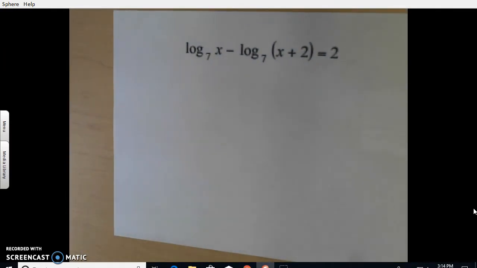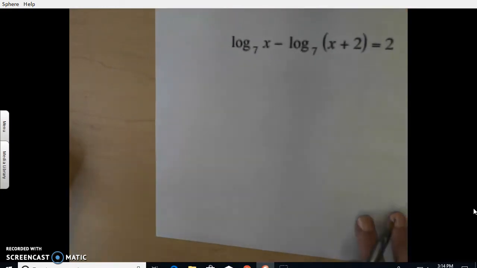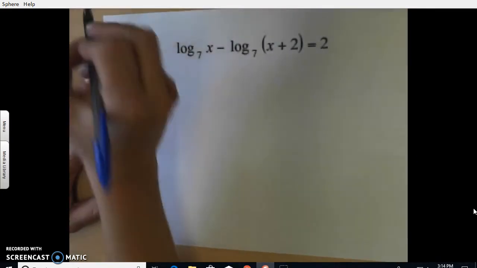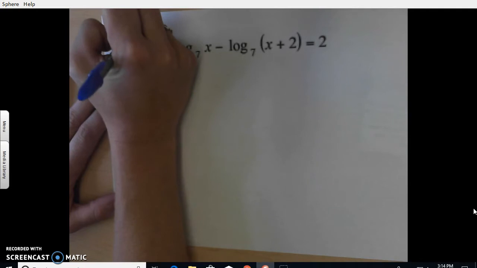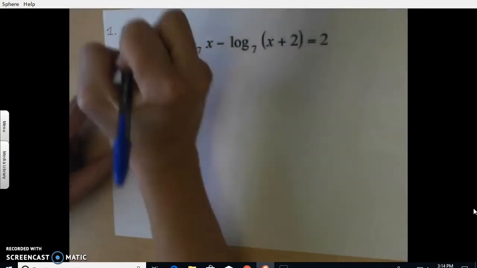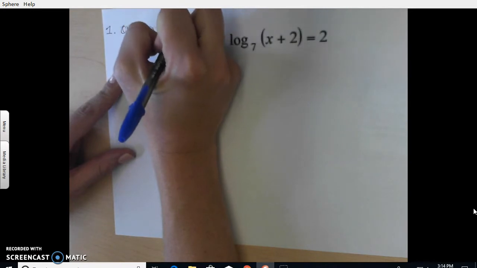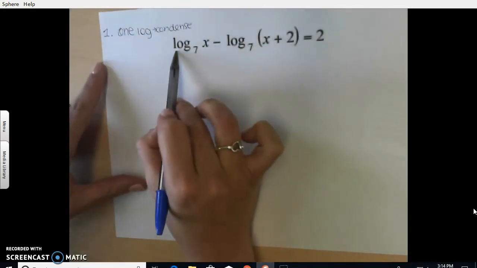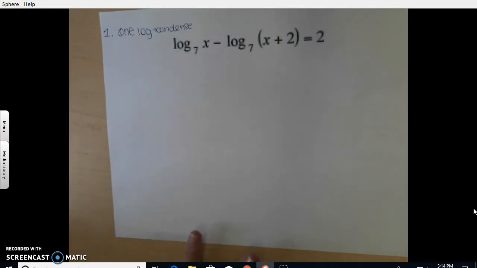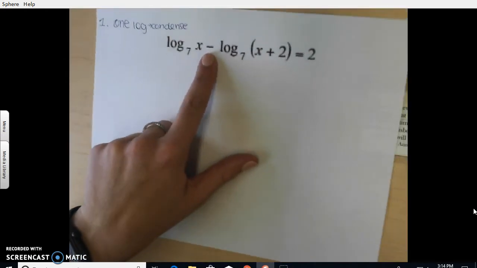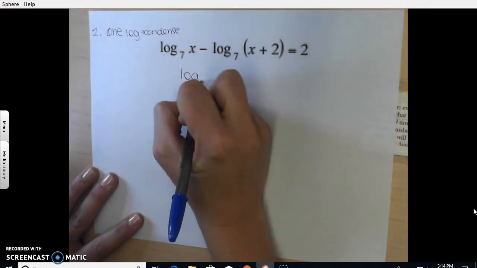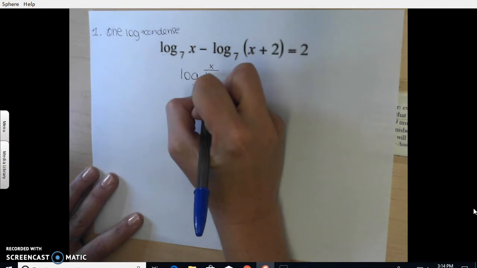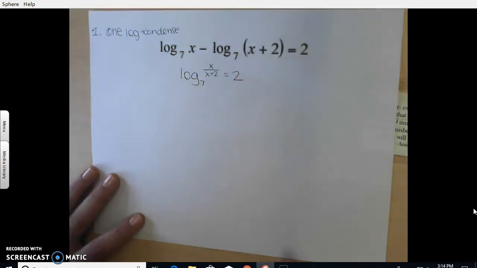And our last problem is a log equation. For our log equation, we first need to have one log. So we need to condense. Here we have two logs. Log base 7 of x minus log base 7 of x plus 2 equals 2. So since I'm subtracting these two logs, I can divide the x and the x plus 2 to condense it to log base 7 of x divided by x plus 2 is equal to 2.